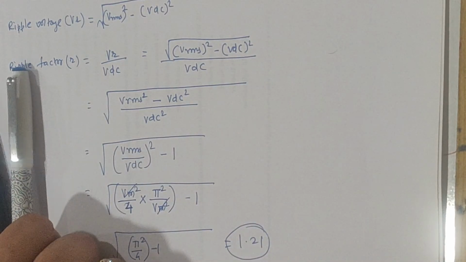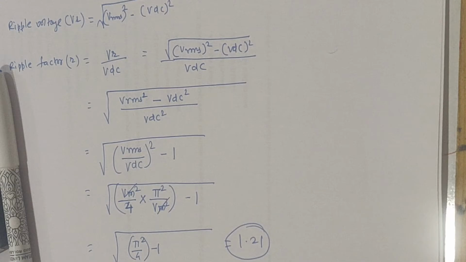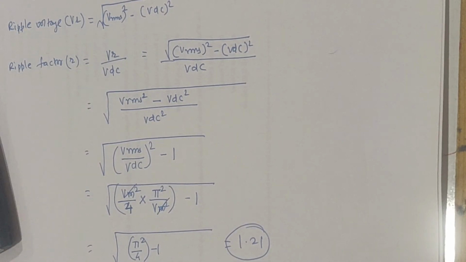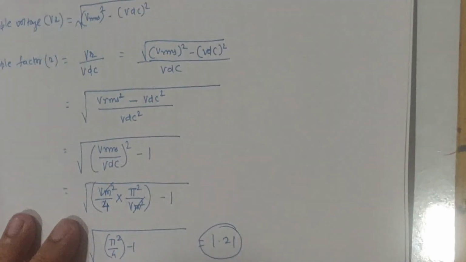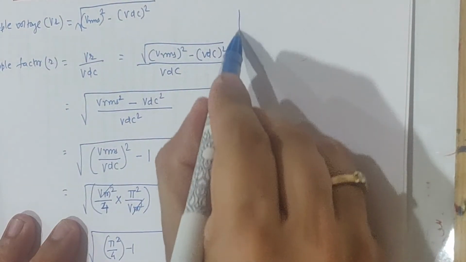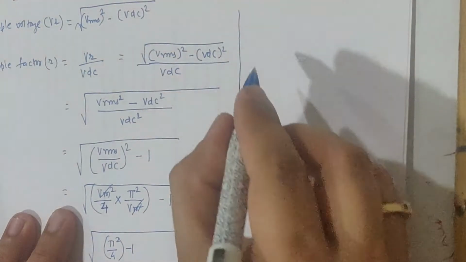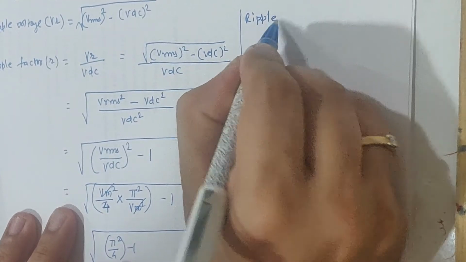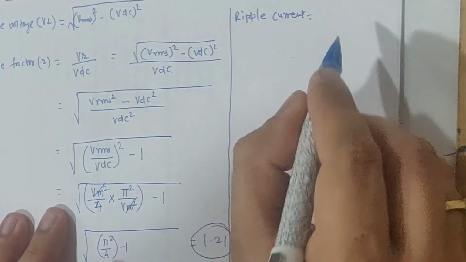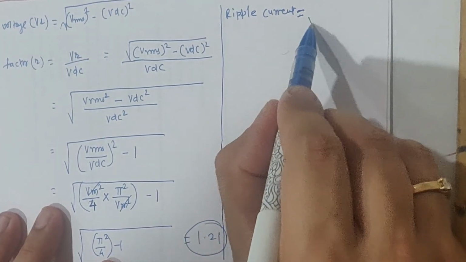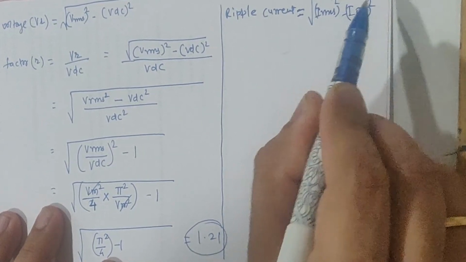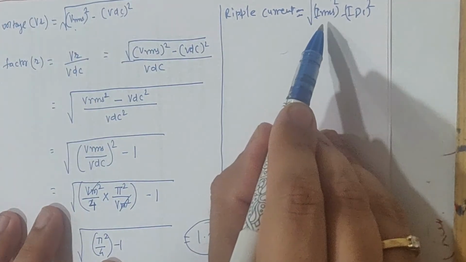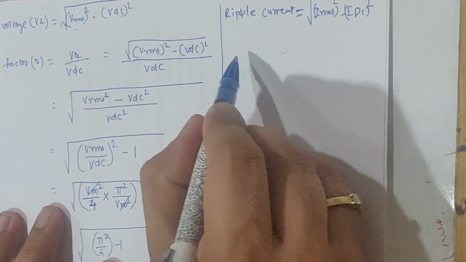Okay, so let us take the next parameter now. Before we take the other parameters, I told you that because we can calculate the ripple factor in terms of voltage, I can also calculate the ripple factor in terms of current. So let us calculate the ripple factor in terms of current. I will write the ripple current: IRMS square minus IDC square. Similar thing. Only V is replaced by I, voltage is replaced by current, the remaining thing is the same.